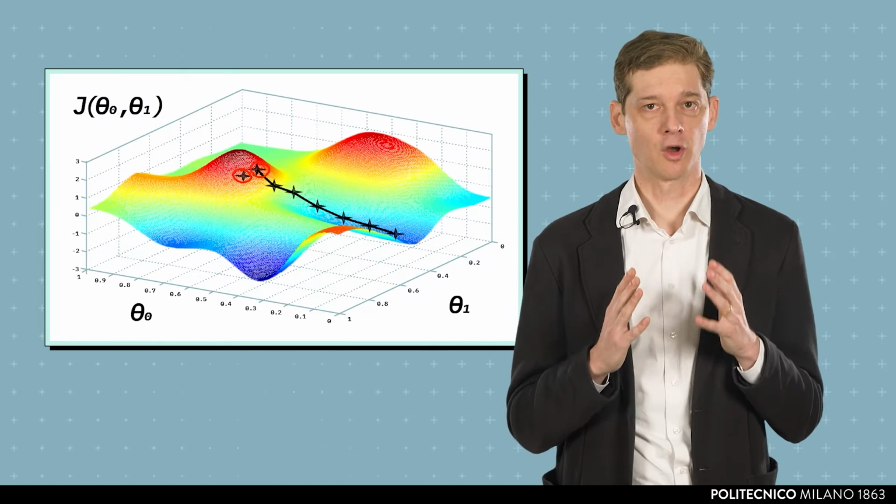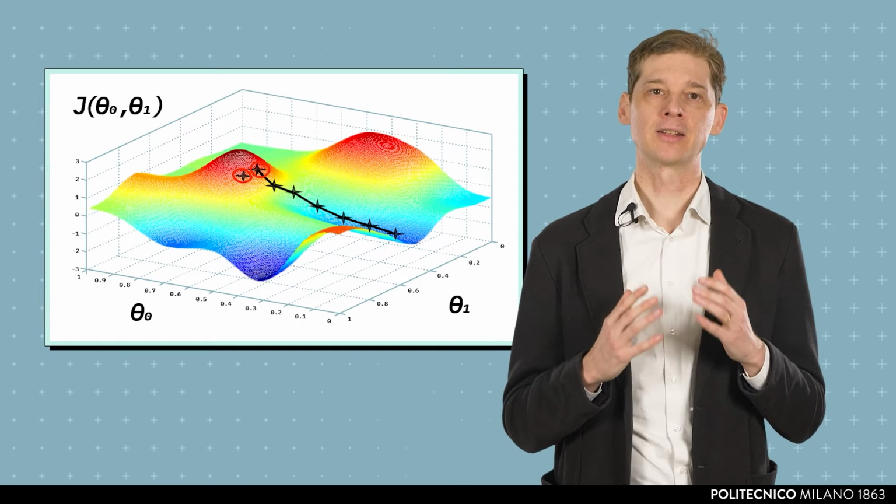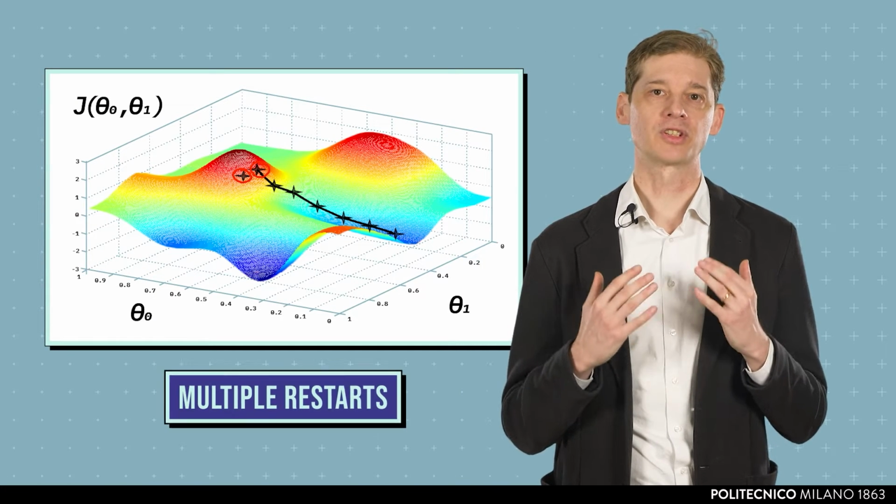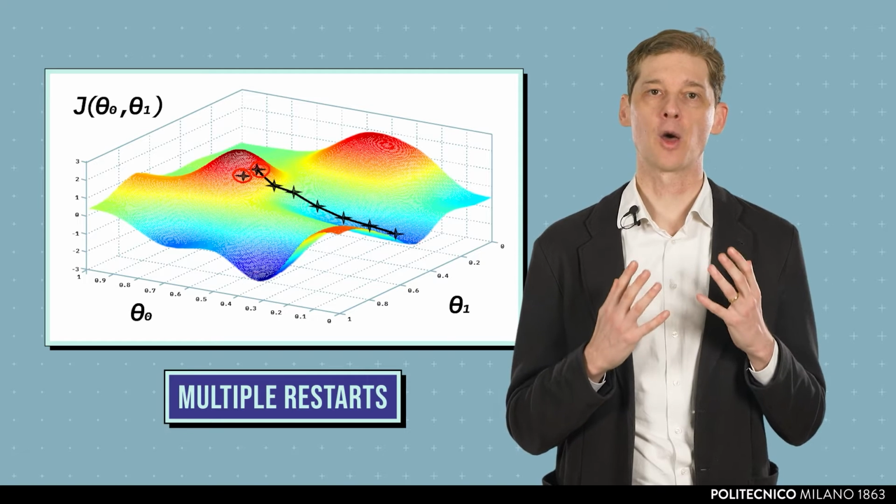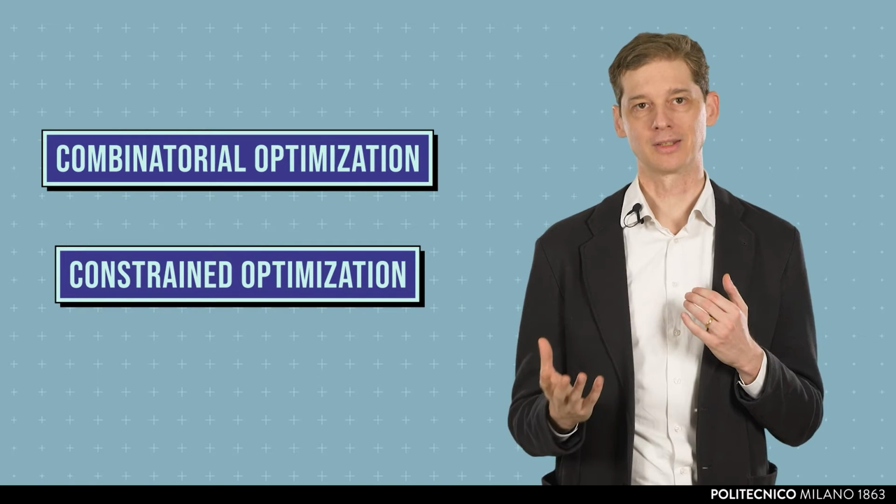In the case of neural networks, where the loss function is non-convex, we usually employ gradient descent methods with multiple restarts to avoid getting stuck in local optima. Other optimization approaches used in some techniques are combinatorial optimization and constraint optimization.